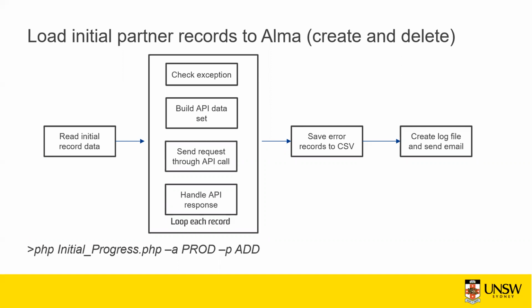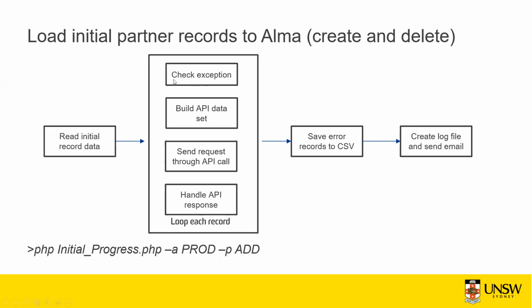This step actually contains two functions. You can create an Alma record and also delete an Alma record. But normally we only use the create function. At the beginning, the script reads the initial data from the data file we created in the last step, and then for each data record, we run a loop.